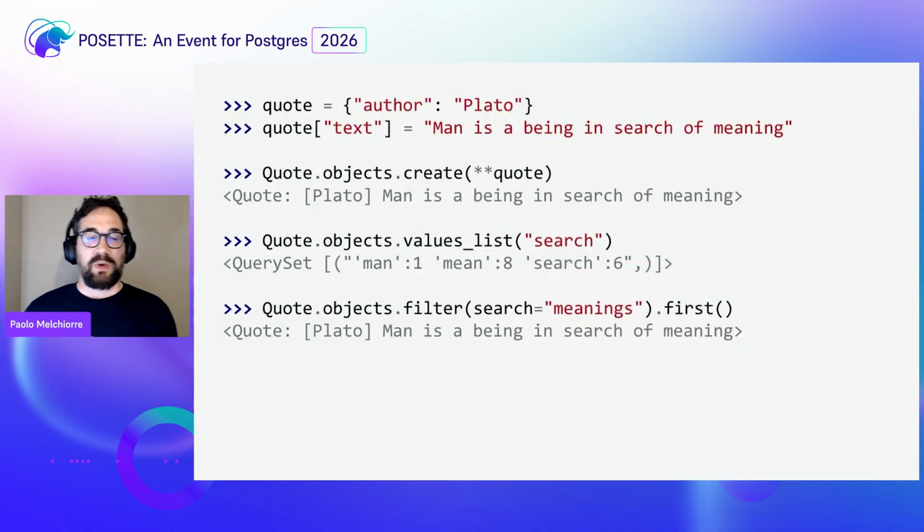In this example, we are trying to create a quote from Plato, and we can see that after creating it, we can also list the search vector, which removes some stop words and common words from the sentence. And if you perform a full text search using a plural, and in the text there is a singular form of the same words, we succeed and we have a result.